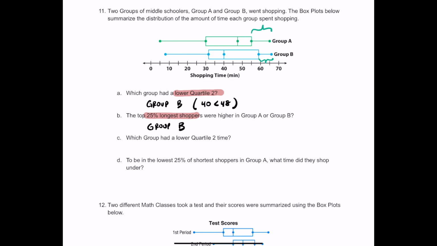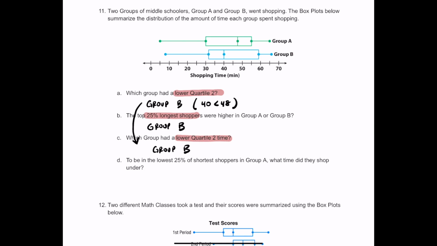Okay, moving on to part C, which group had a lower quartile 2 time? Well, this was also not a fantastic question, just because it's redundant with an earlier one. So if you knew this one correctly, this has to do with it. Maybe it's just another way to think about it, but we're going to just say group B again. Same question. Nice and easy.